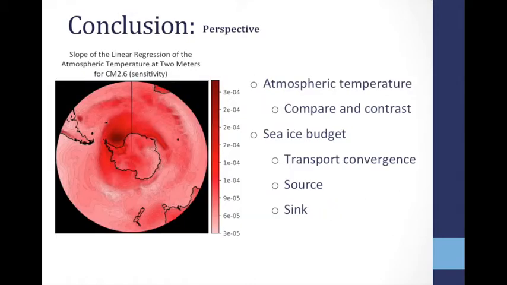To go further on this project, it would be interesting to look at both the atmospheric temperature and the sea ice budget. I have briefly looked at the atmospheric temperature and I've already seen the effect of polynyas for CM 2.6, so it's bound to be an interesting avenue of research. The sea ice budget could give insight into what mechanisms are responsible for the decrease in sea ice observed, and I believe it could possibly provide additional answers.